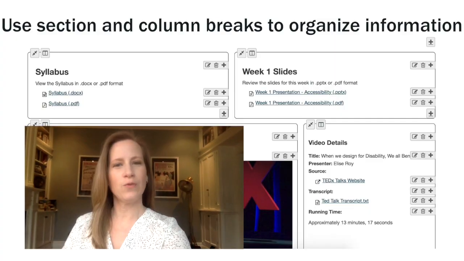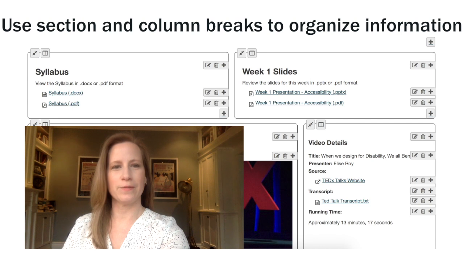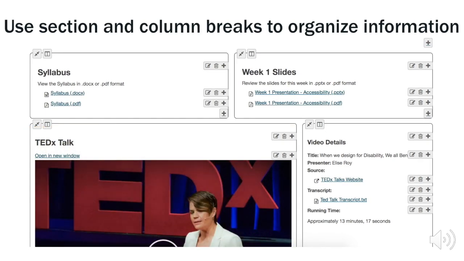One of the most effective ways of making your OWL lesson page more accessible is to use section and column breaks. Like the heading features on Word or the OWL Rich Text Editor, content breaks in OWL allow you to group content so that students using assistive reading devices can easily skip from one section to the next without having to read the entire content on your site. In this example, students can easily navigate between the course syllabus, PowerPoint slides for the week, viewing a video, and the information about the video.